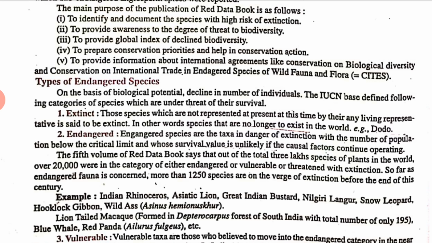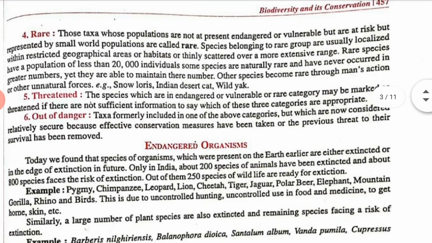So now, after extinct and endangered, let us talk about vulnerable. What is this word? Vulnerable taxa are those believed to move into the endangered category in the near future if the causal factors continue operating. In India, 143 species of animals and 67 species of plants fall under this category. For example, we have the golden langur, leopard cat, and blackbuck. Okay, now next we have rare.